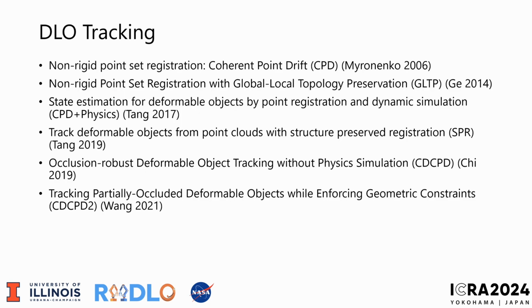Here we list out the existing deformable linear object shape tracking works that are most similar to ours. These include coherent point drift plus physics, structure preserved registration, constrained deformable coherent point drift, and constrained deformable coherent point drift 2. All these methods are based on the two non-rigid point set registration methods listed on top, coherent point drift and global local topology preservation.